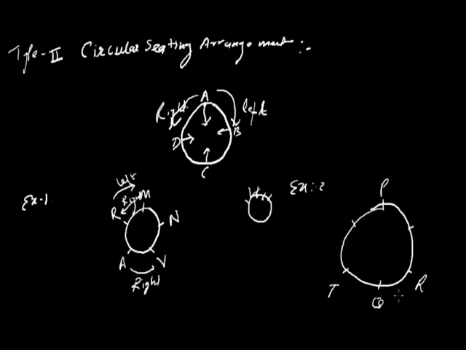And the last statement is P is to the left of U and right of S. P is sitting to the left of U. It means U should be at this position, then only P is sitting to the left of U and to the right of S. So this position is occupied by S. So this is the arrangement, the simple one.